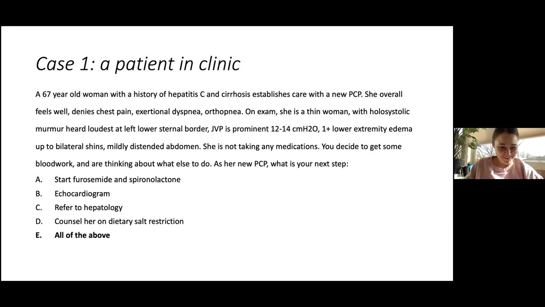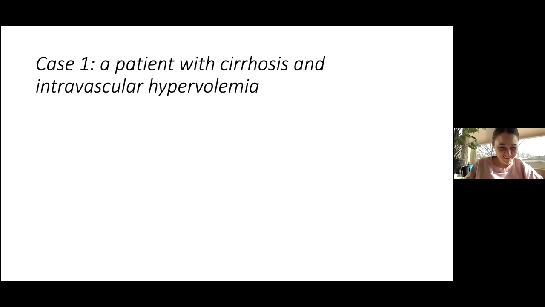The echocardiogram, it sounds like people are thinking about, she has a prominent JVP. She has a holosystolic murmur. What's going on in her heart? Referring to hepatology because she has cirrhosis, dietary salt restriction because that's important for everyone with cardiac problems and cirrhosis. And so I selected all of the above as the best answer here, but definitely the echocardiogram is where our money is. So consolidating this case one, we have a patient with cirrhosis and clinical signs of intravascular hypervolemia.